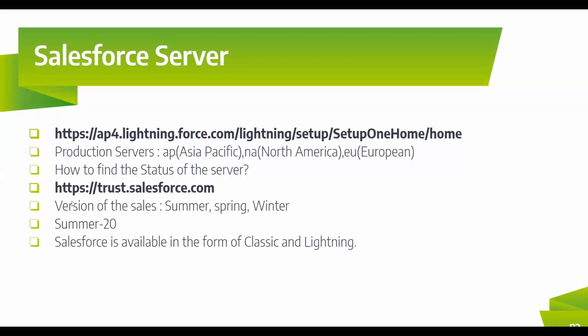Now after this, once you log in, you go into your production environment. If you see the URL, initially it would be ap4.lightning.force.com/lightning/setup/SetupOneHome/home. What is this AP4? AP4 is the Asia Pacific server. The server number is here. So the production servers are here. About two years back, the URL would be displayed like this.